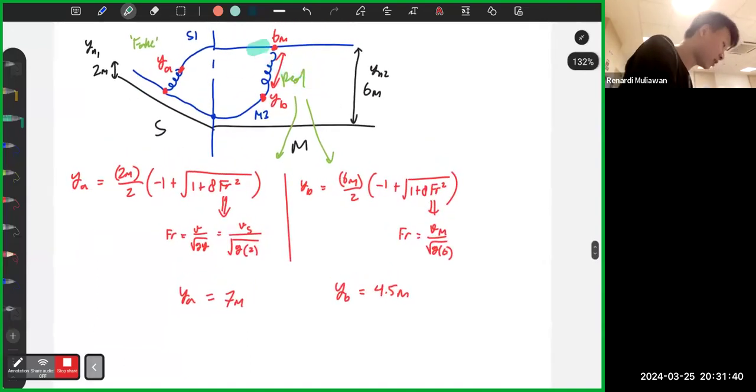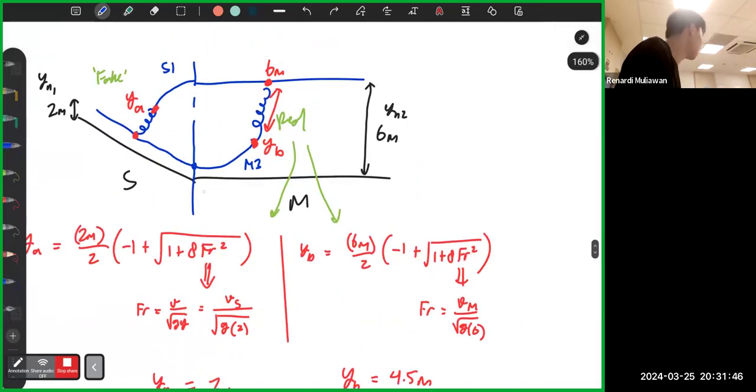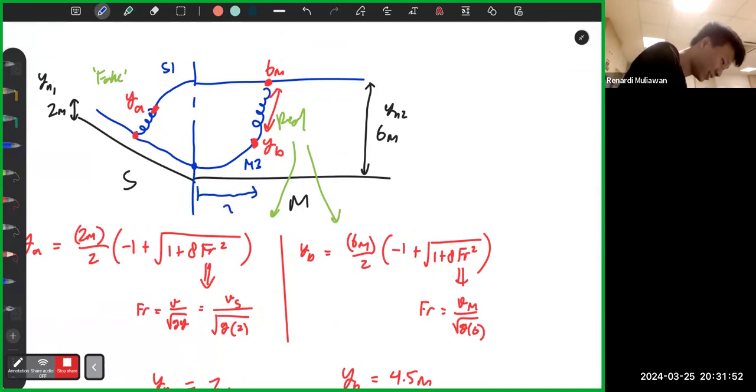Okay, now let's say you know that this one is real. Now you are interested, because the question says, where is the hydraulic jump? So it's asking, what's this distance? That's the question. Understand? It's asking the location of the hydraulic jump from the intersection. So it's asking this x.